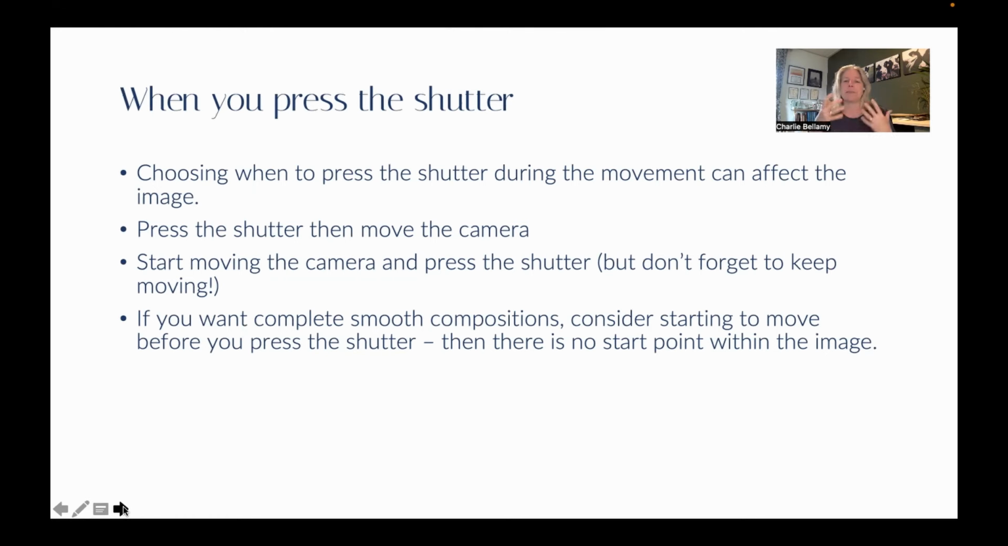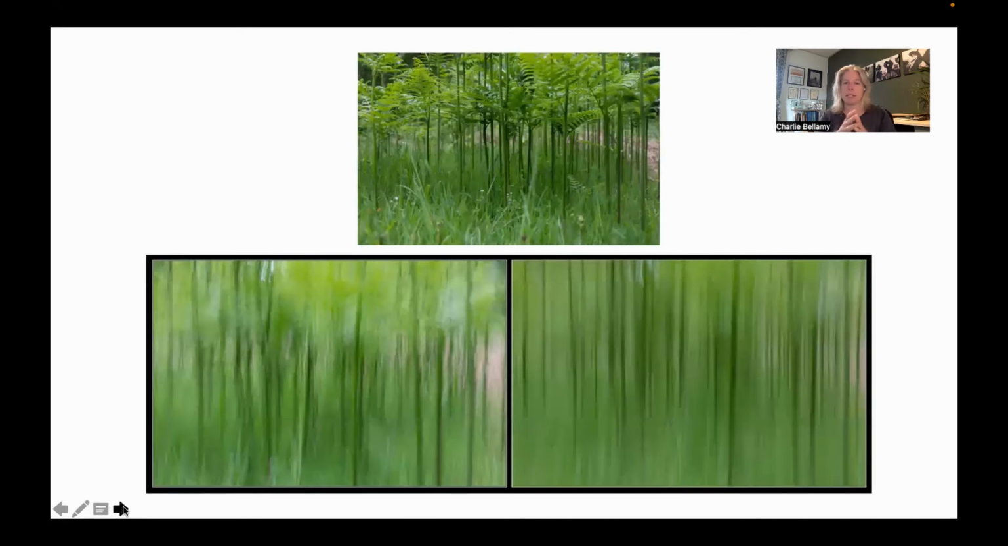If you want really smooth compositions, when you see barcode ICMs, which have got no obvious detail in, that's normally done by somebody moving the camera before they press the shutter and continuing. This is just an example of that.